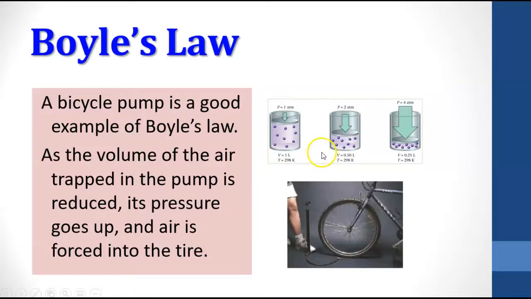Okay, a bicycle pump is a really good example of Boyle's law. You have the plunger or syringe, whatever you want to call it, that you push down on the bicycle pump. So as the volume of air inside of this pump decreases, the pressure of the air increases to the point where it's able to push the air into the tire. Okay, it takes advantage of Boyle's law.